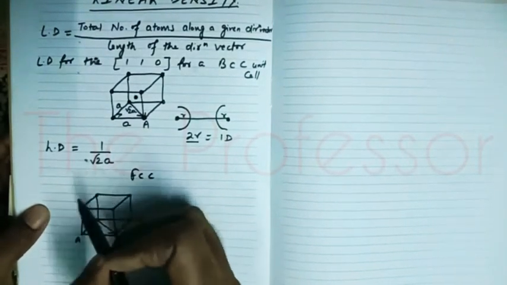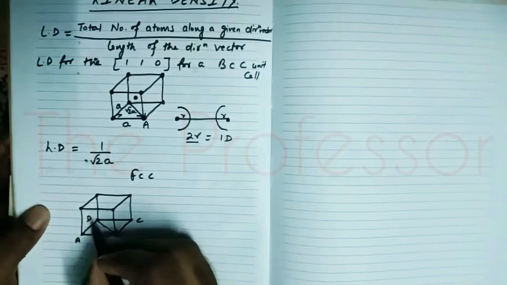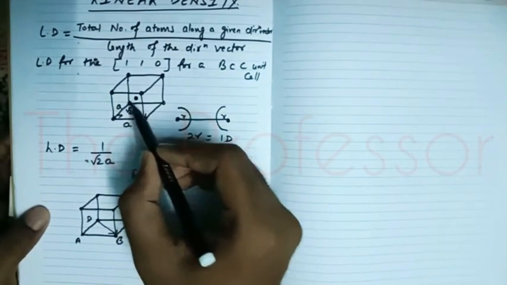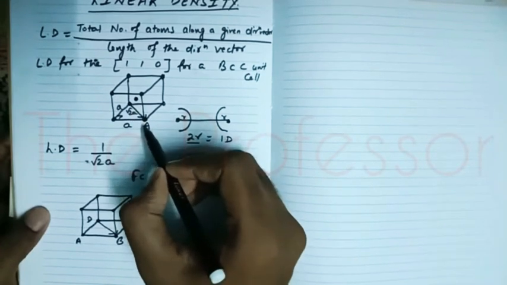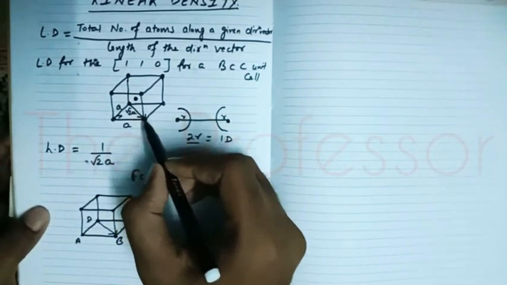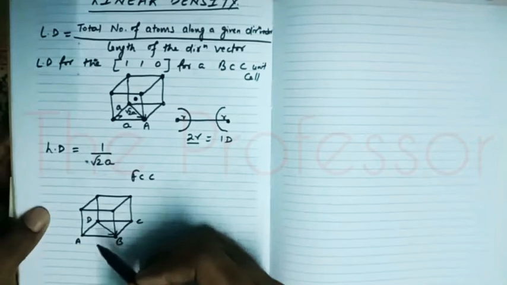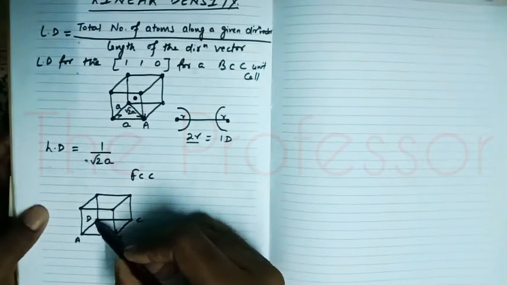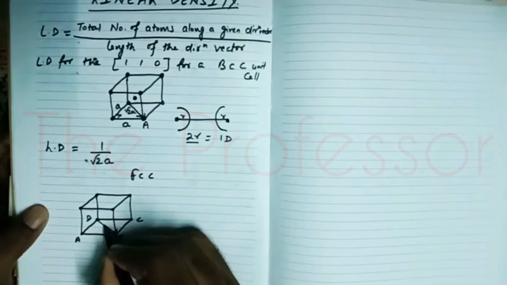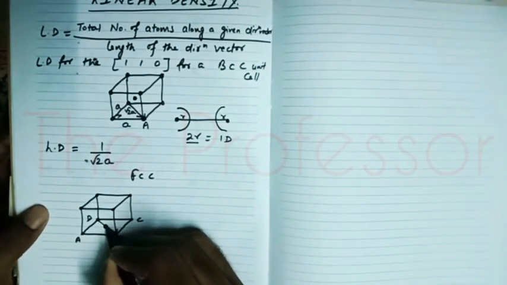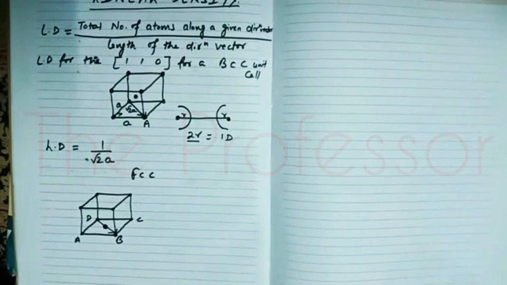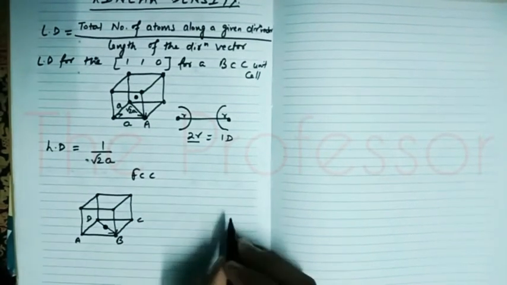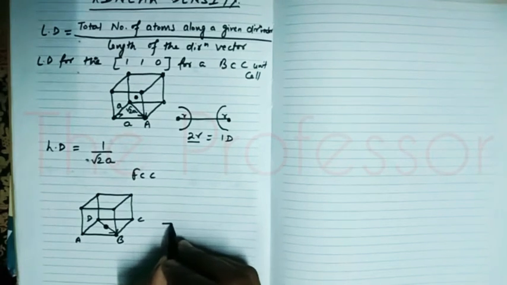In our earlier case, we were having atoms at these 2 corners, right? These were the 2 corners where the atom was present. No other atom was present along this direction vector. But here, along with the atoms which are present at these 2 corners, we also have one atom present at the center of this face. So when you take a top view of it, it will look somewhat like this.